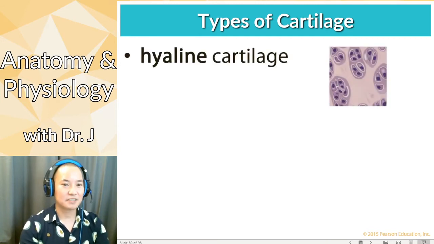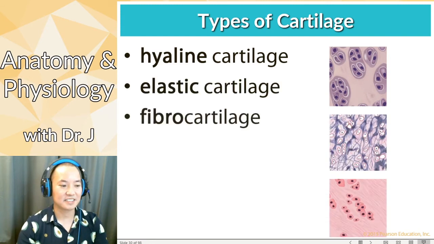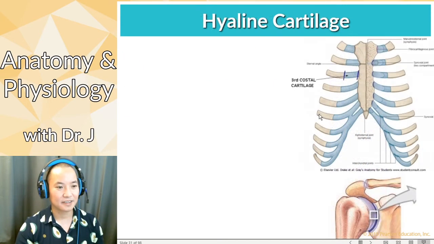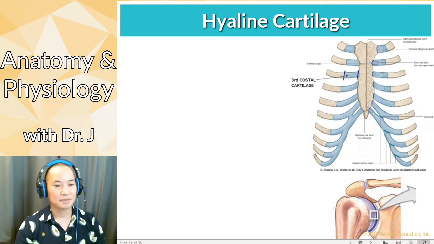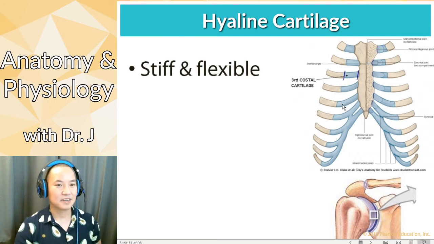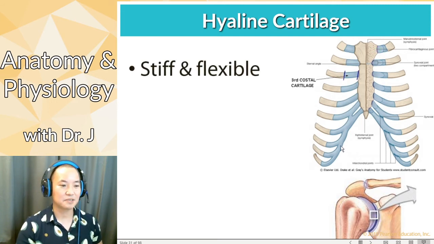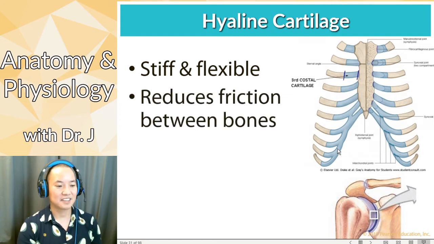Again, there are three main types of cartilage: hyaline, elastic, and fibrocartilage. The big differences are due to differences in the extracellular matrix we covered in the previous slides. Now, hyaline cartilage, where do you find it? It covers the bones in joints, and we'll find out a lot more about hyaline cartilage when we get to joints, but you also find it connecting your ribs to your sternum. Hyaline cartilage is stiff and flexible, and in your joints it also reduces friction between bones.